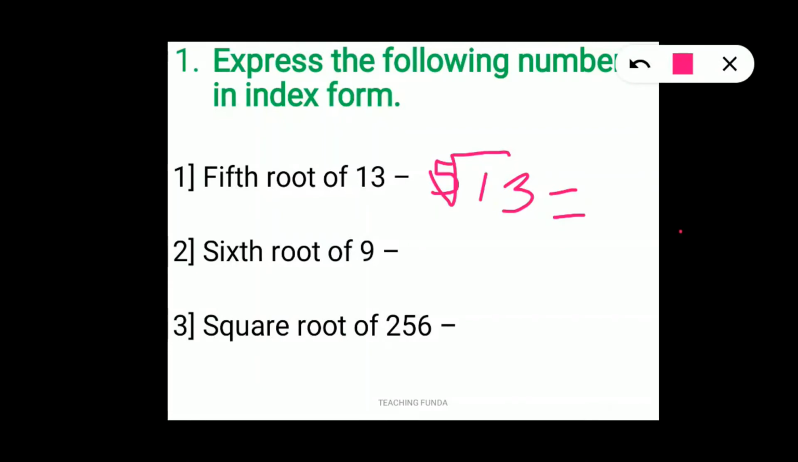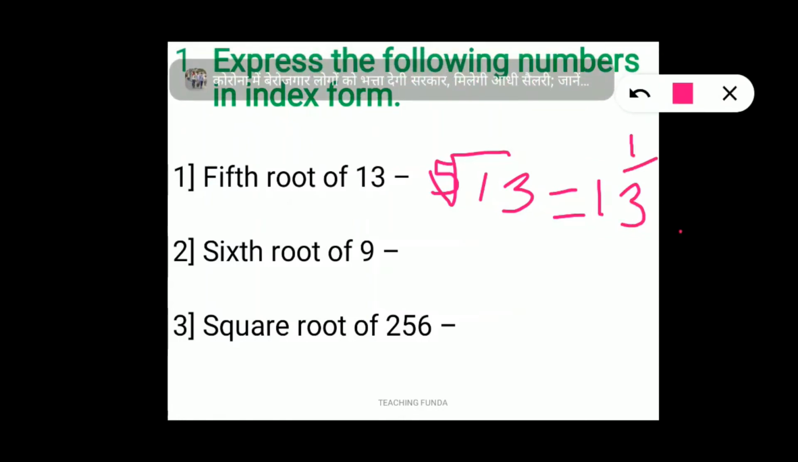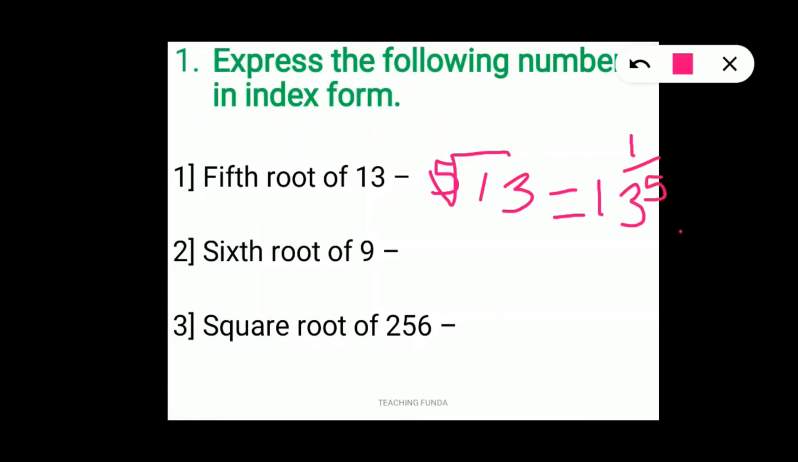Okay. And this is which form? This is radical form. Now which form do you have to write? Index form. How do you have to write? 13 raised to 1 upon 5. Okay students, it is clear to you now.